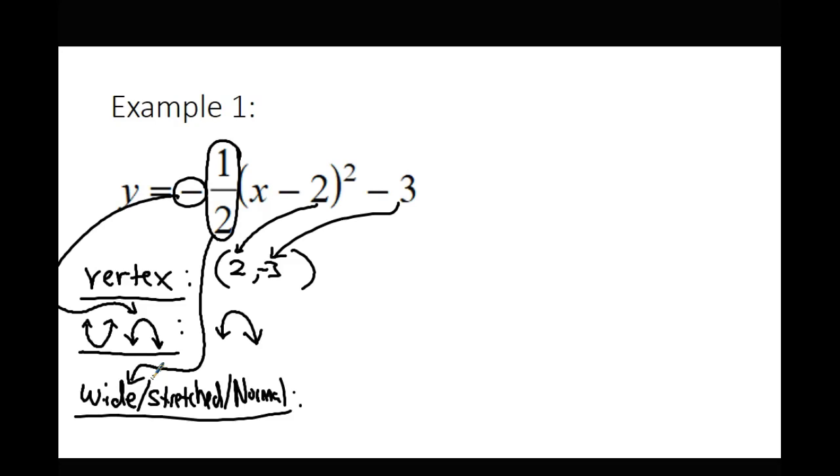Remember, if the absolute value of A is less than 1, it's going to be wider looking. Okay, so we have our three things that we need. We now know what the vertex is, we know which direction it's going, and we know whether it's wide, stretched, or normal. We don't really know how wide it's going to be. We're just going to estimate. But let's go ahead and graph it.